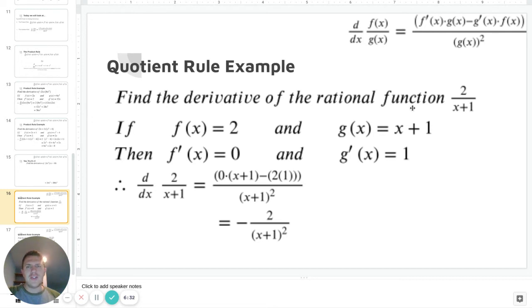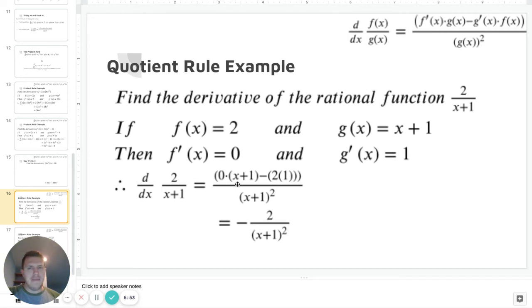Once again, the numerator is our f of x, the denominator is our g of x. So f of x is equal to 2, g of x is equal to x plus 1. And we want to find the derivative of both of these. So the derivative of a constant is always 0. The derivative of x plus 1 is just 1. And I go ahead and replace it all in this formula here.